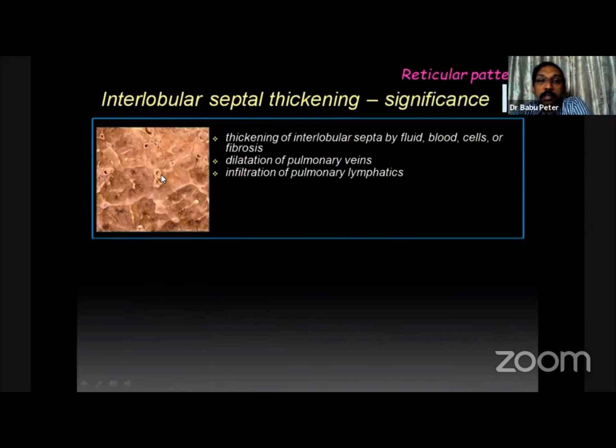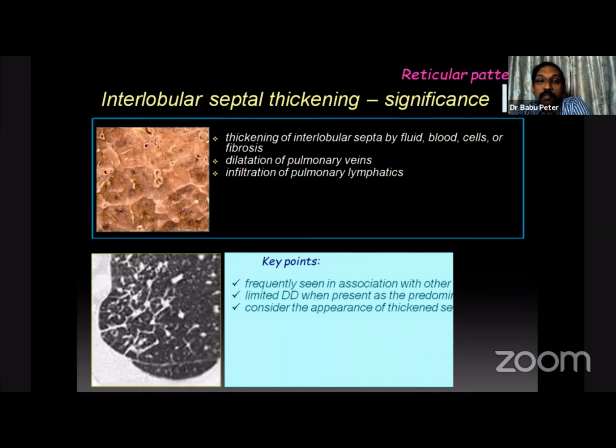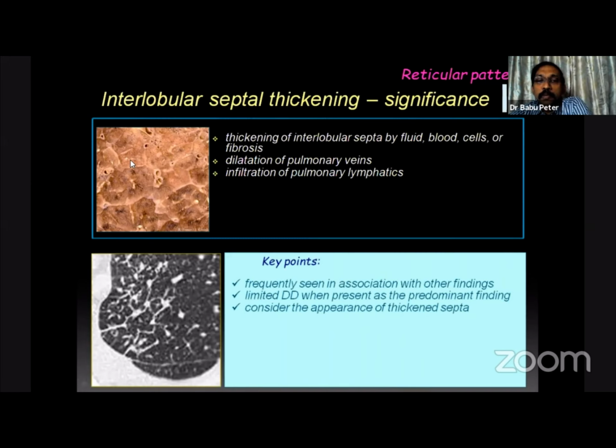So interlobular septal thickening can be due to various causes. It may be due to thickening by fluid, blood, or fibrosis. The pulmonary veins may be dilated. It can be seen in association with other findings. Whenever it is seen as a separate or isolated finding, it has limited significance.